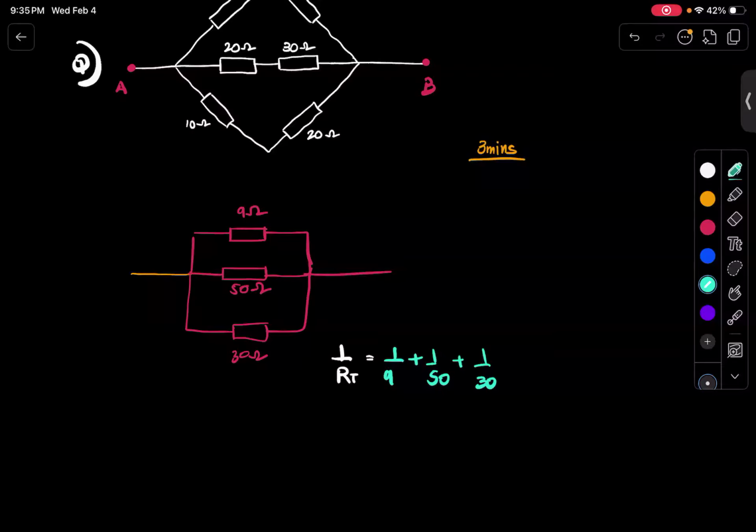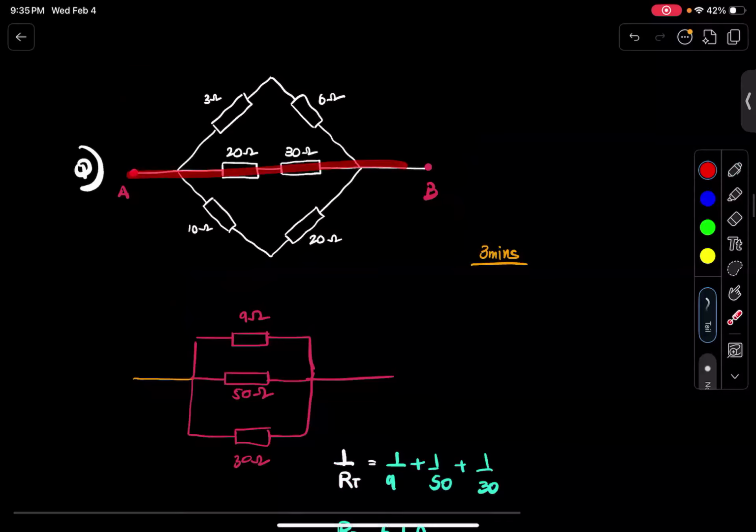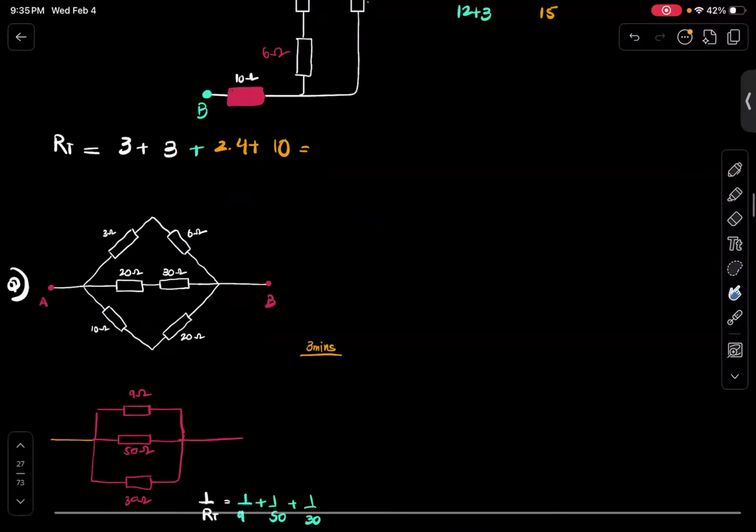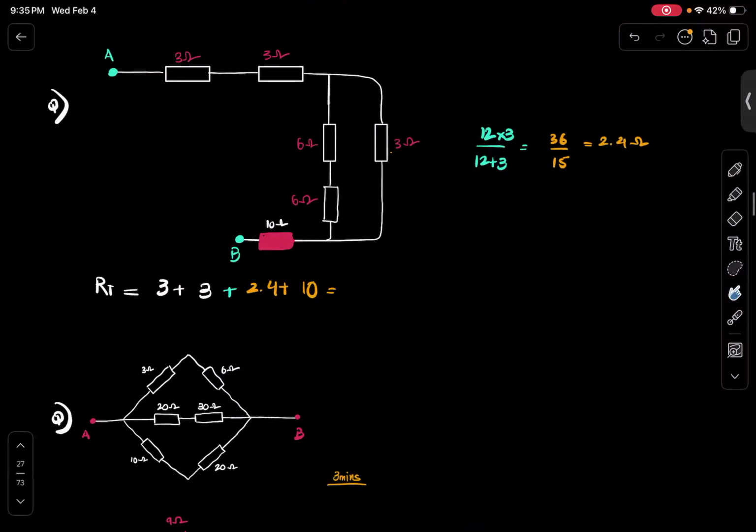So the answer is 1 over 9 plus 1 over 50 plus 1 over 30. And then just divide that over 1, so 1 over the answer. So RT is equal to 6.1 ohms. So this is the total resistance from A to B. Okay, so that's how I solved it. Pretty basic stuff. Any questions, guys, before we move on?